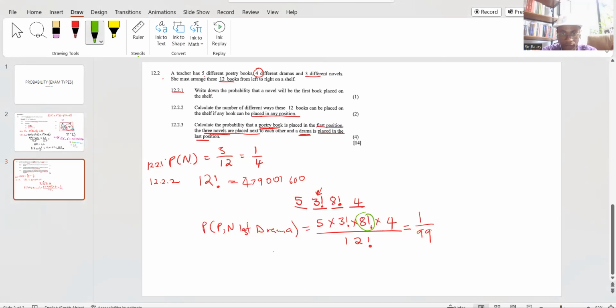So if you're confused of where we get the 8 factorial, right? So you have different books. So it's going to be the 5, right, of the poetry and the novels, the novels, the novels, the novels. It's the novels, right, and the poetry. That's where we get the 8.